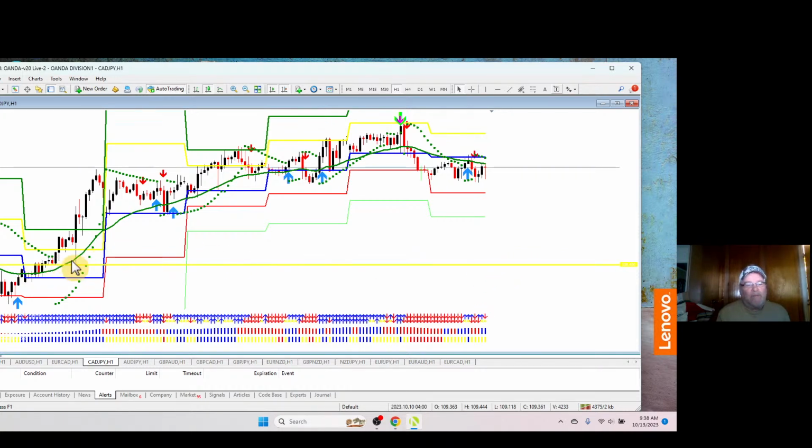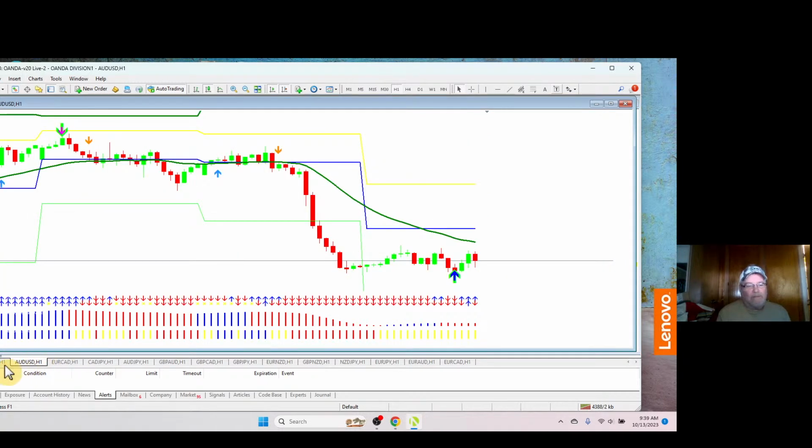See where we closed above it? Come back and touched it. Took off. Now we're going to come back to that again. That's not going to happen today. If it's going to come down, take this low out, it's going to be next week. Probably Tuesday or Wednesday before that would happen. Maybe even later, depending on if it goes up here first, then it'll take longer to get down to that.